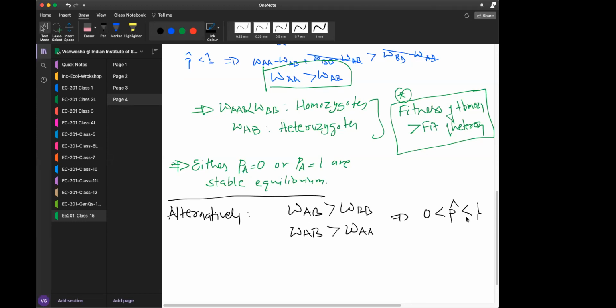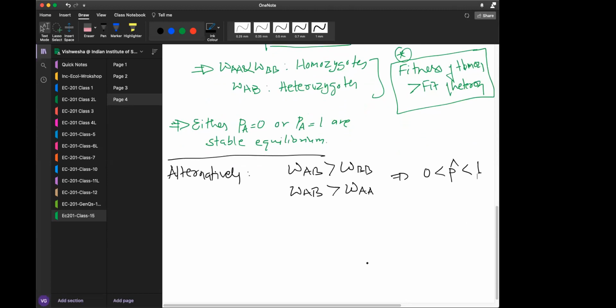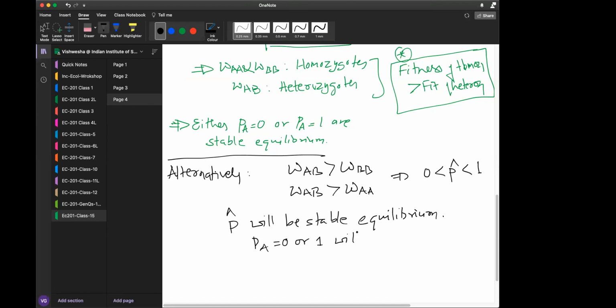Follow this, and intuitively, what do you expect now? There are three equilibria, right? 0, 1, and this intermediate p hat value. What do you expect in that case? Heterozygote would have stable equilibrium. p hat will be a stable equilibrium, meaning the allele frequencies will be an intermediate value. Therefore, we also have heterozygotes in the population. Okay, and PA is equal to 0 or 1 will be unstable, or both in fact unstable.